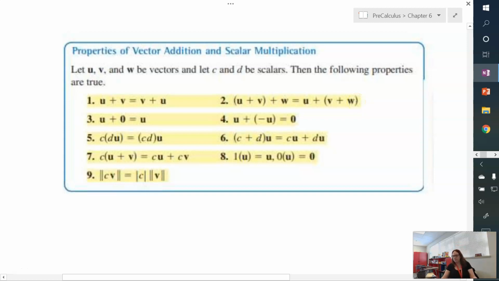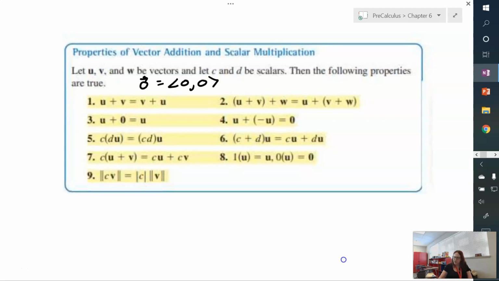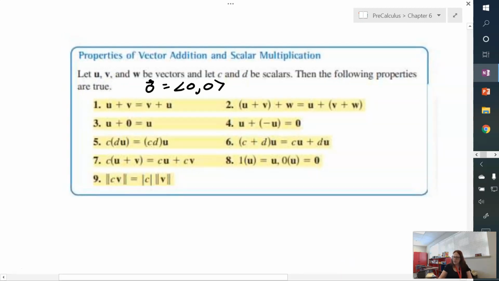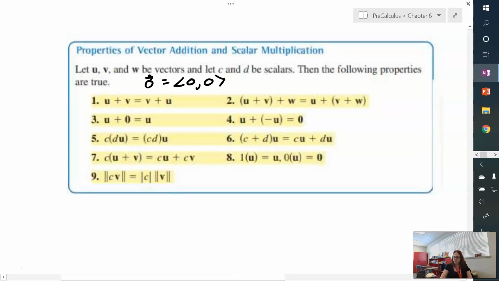Again, order doesn't matter. Third one basically says that if you have a 0 vector, and this 0 vector would be 0, 0 in component form, then if you add that to a vector, you just get that same vector back. And then the fourth one, this is if I add a negative vector, then I get that 0 vector back. Fifth one is, let's say I do a scalar times a vector. I can multiply that scalar times the vector first and then multiply by another scalar, or I can multiply my 2 scalars together and then do the vector.